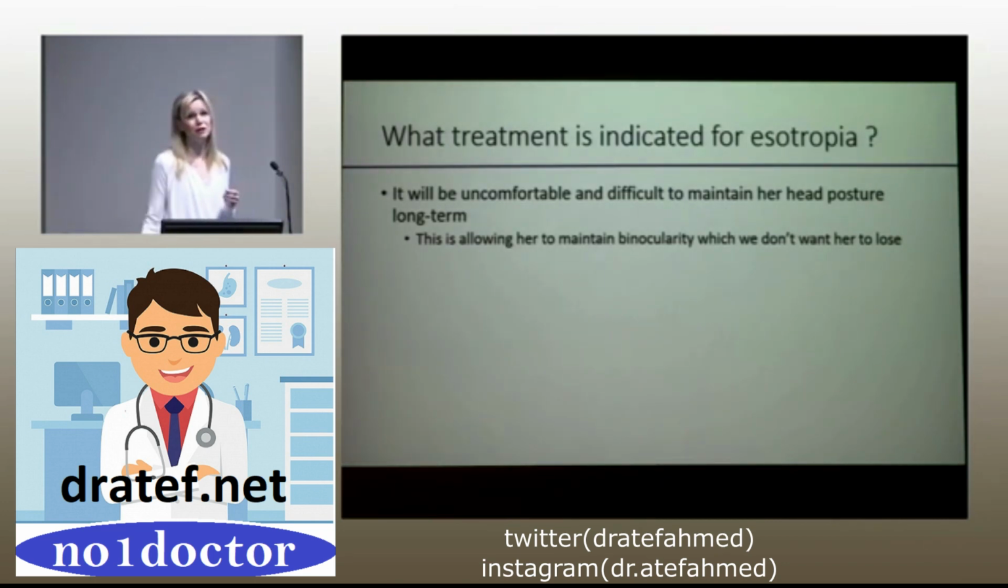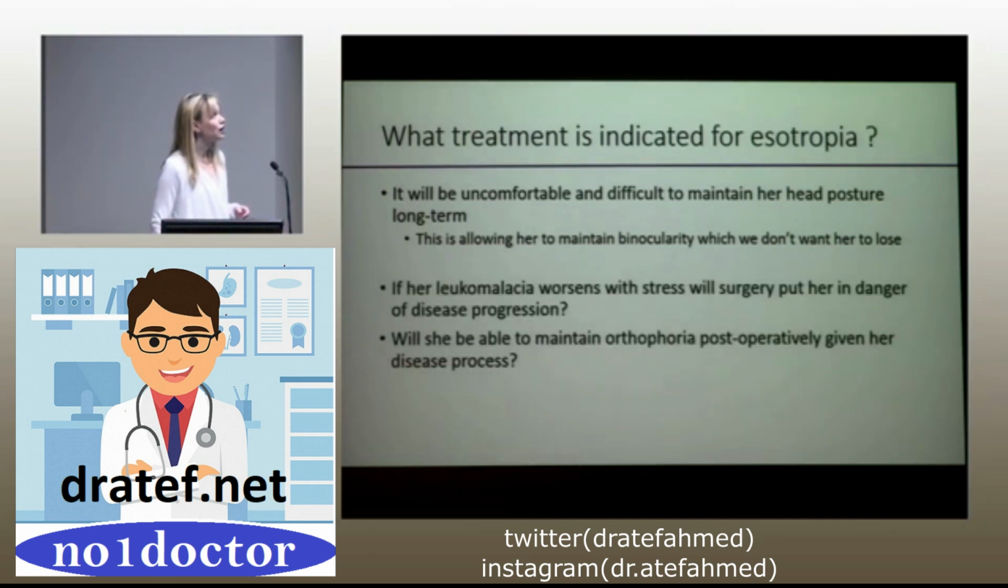And so for me, this is a conundrum, because how do I treat her? Her head is turned like this, and that is not sustainable for the long term, but it is allowing her to maintain binocularity, which is one of our goals, so I like that. I don't know how she would respond to strabismus surgery for a couple of reasons. Would strabismus surgery stress her in a way that could potentiate her disease progression? It might not just be relative to the eyes, it could potentiate other manifestations of the disease, which I would not want to do. She's currently binocular, even though she's got this giant head turn. I don't want to make things worse for her.